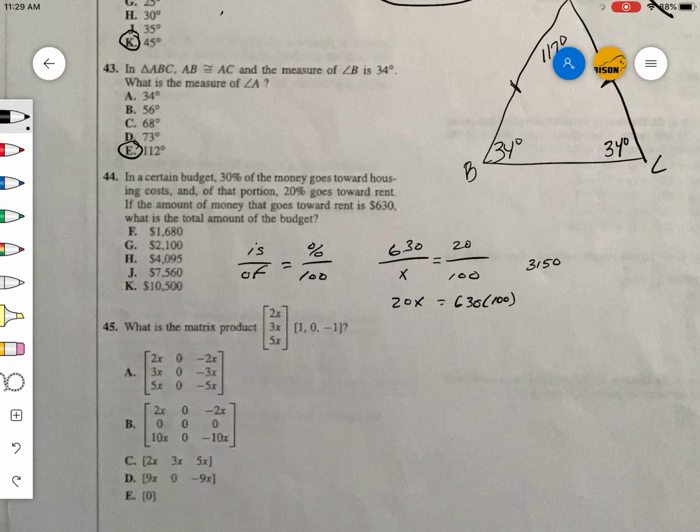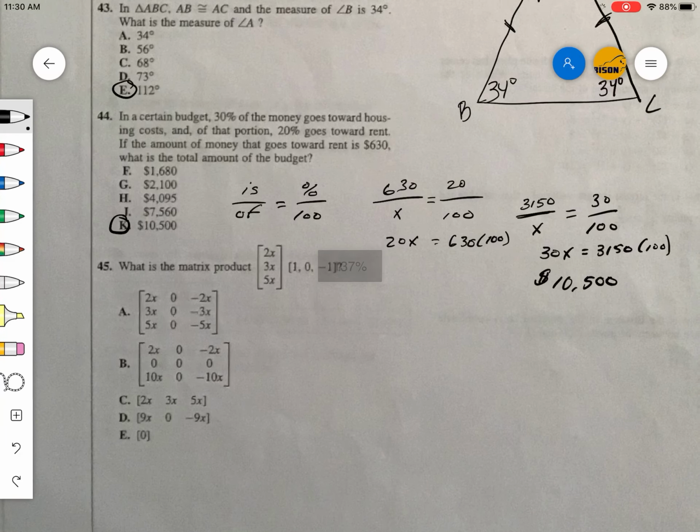Okay, so 3150 is 30%. Okay, so now we've got to do that set up for 30% of something, okay, and we'll cross multiply again. So 30x equals 3150 times 100. So we'll multiply and then divide by 30. So 3150 times 100 divided by 30 gives us $10,500, which is answer choice K.